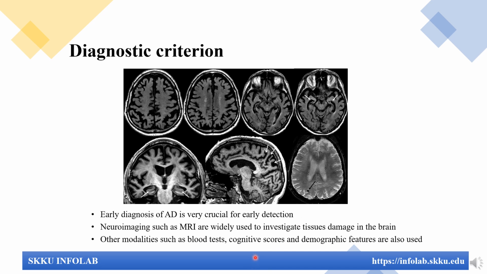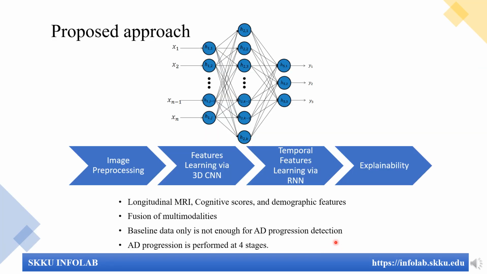future. For that purpose, doctors and medical experts normally conduct different types of medical tests such as MRI and cognitive tests. MRI images are one of the important modalities to investigate the anatomical structure of brain tissues for early detection of Alzheimer's disease. Other modalities such as blood tests, cognitive scores, and demographic features are also used for detecting Alzheimer's disease. Here we are going to present the proposed framework for detecting Alzheimer's disease.